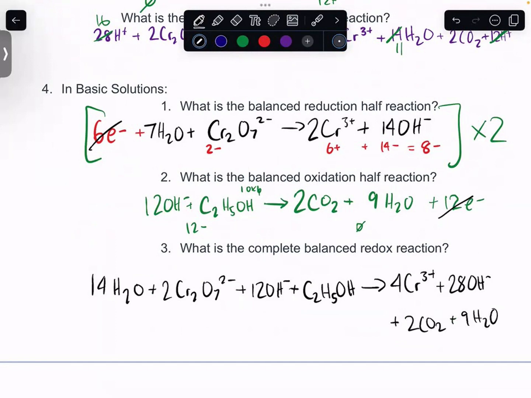The last thing you can do is cancel the same things on both sides. So our 9 H2O will cancel and leave only 5 water on the left. The 12 hydroxides will cancel and leave only 16 hydroxides on the right, and you're done.